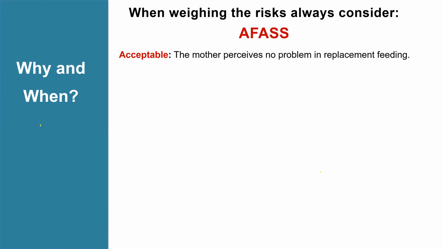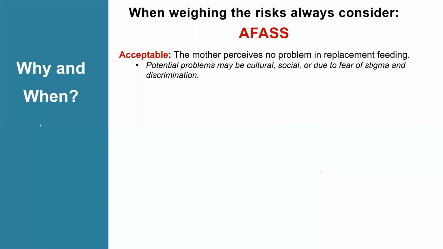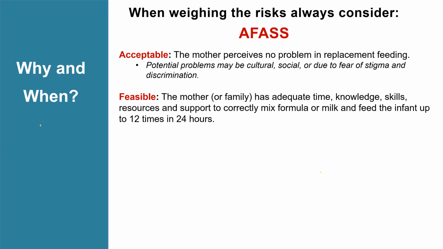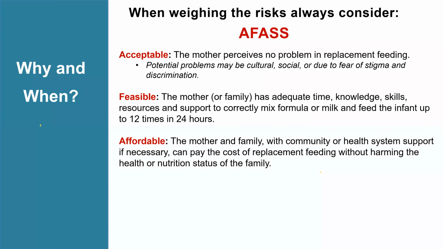So we always have to weigh the risks and consider if it's AFASS. So if it's acceptable, does the mother perceive a problem in replacement feeding? We're thinking potential problems that may be cultural, social, or due to fear of stigma and discrimination. We want it to be feasible. We have to make sure it's feasible, if the mother or family has adequate time, knowledge, skills, resources, and support to correctly mix the formula or milk and feed the infant up to 12 times in 24 hours.